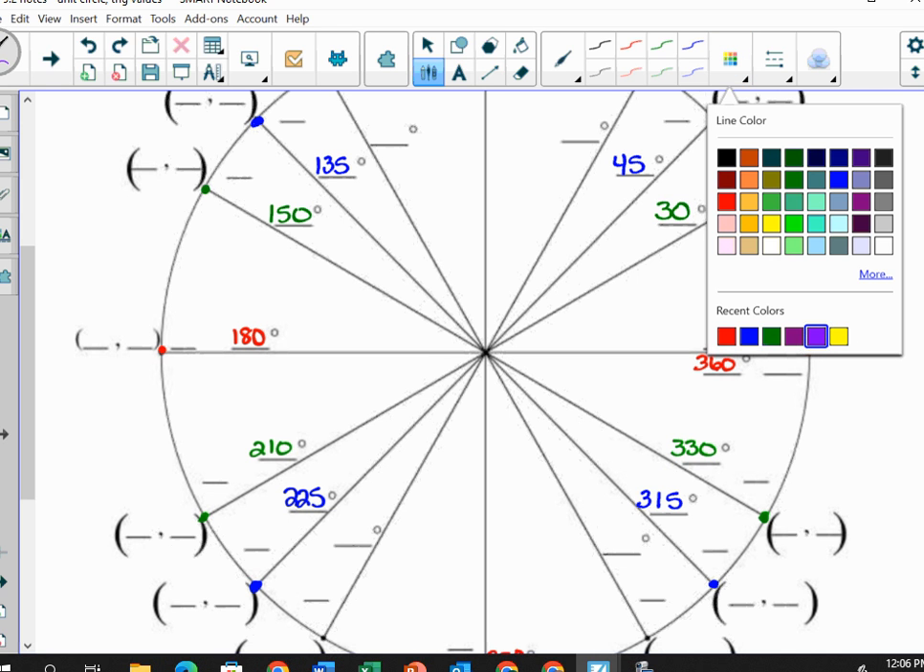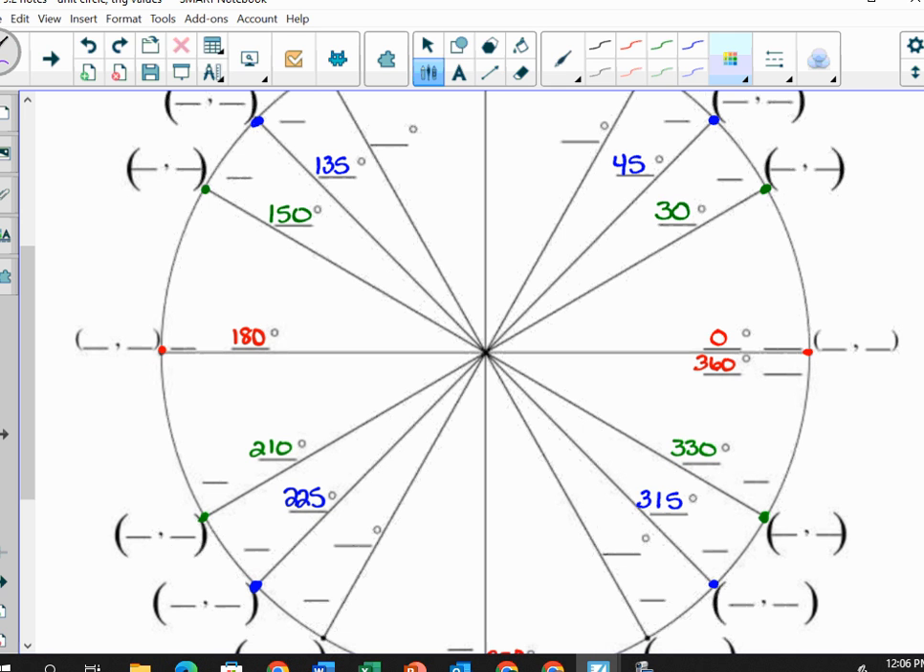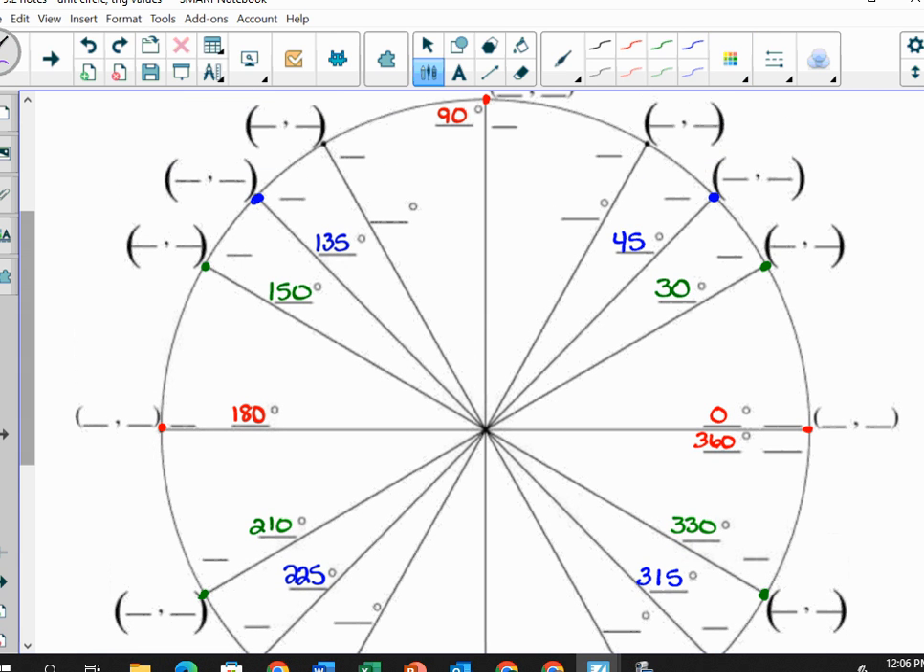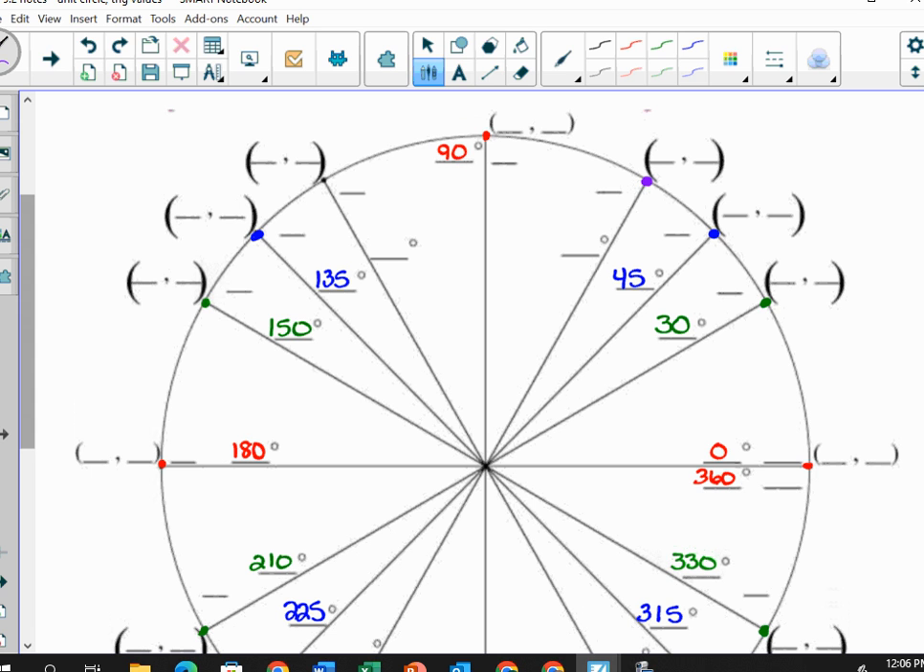All right, then I'm going purple. We okay so far, guys? All right. What do you think that first quadrant angle is going to be? What do we have left? 60.